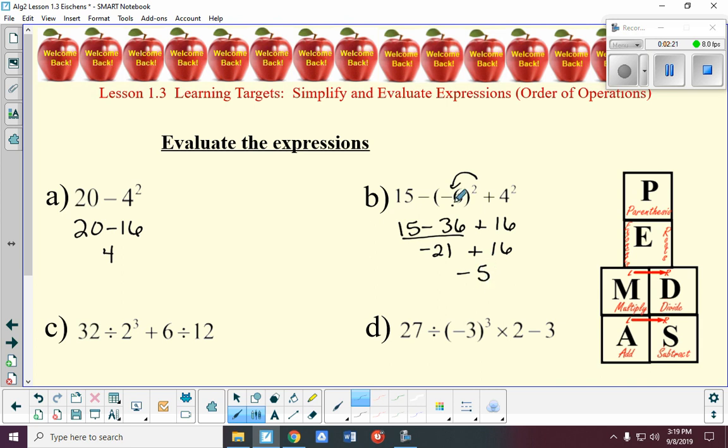Just real quick, here with this negative 6 quantity squared. If you have negative 6 quantity squared, that means negative 6 times negative 6, which is a positive 36. But if you have negative 6 squared, like this without the parentheses, that means negative, and only the 6 is getting squared. And so that is a negative 36. So watch for both of these.